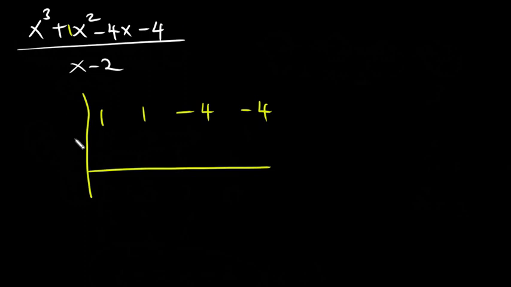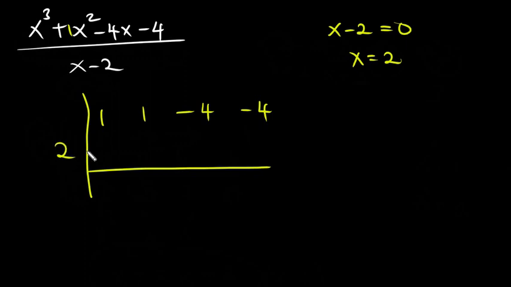And then what do we divide by? What number are we going to put here? We equate the denominator x minus 2 to 0, and then find the value of x. So x is equal to 2. That is what we are going to divide by. We're going to have a 2 there.